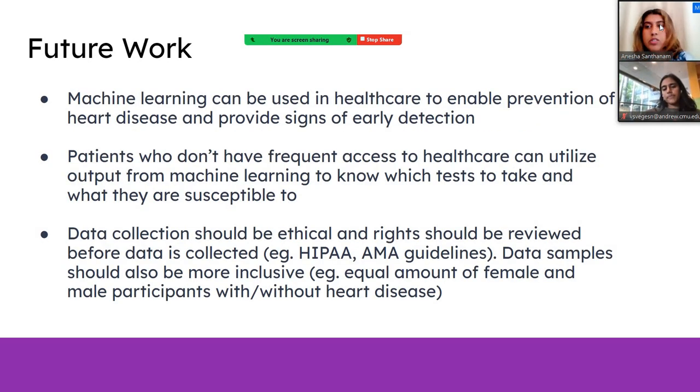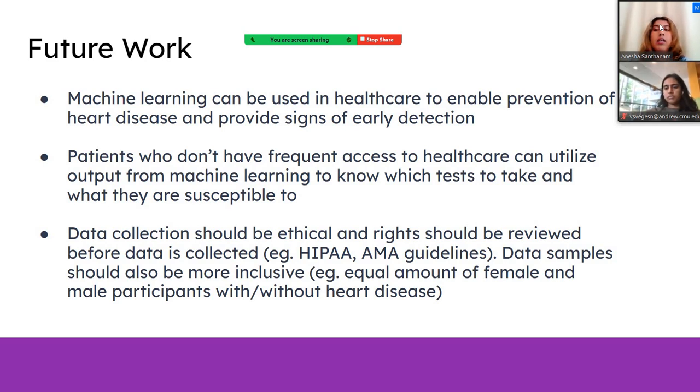For future work, since we've done this research and built the model, we have determined that machine learning like this can be used in healthcare to enable the prevention of heart disease and provide signs of early detection. This could also go for other diseases, where patients would be able to look at their data in machine learning and determine what's best for them. Additionally, patients who don't have frequent access to healthcare can utilize the output from these machine learning models to know which tests to take and when, and also what they're susceptible to, so that they're not spending their money taking different tests and are able to narrow down their search to get the best healthcare advice.